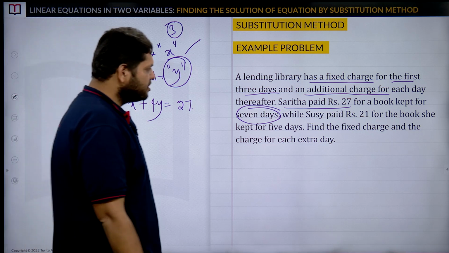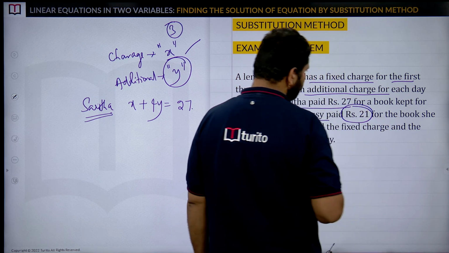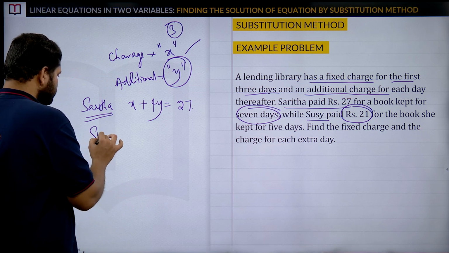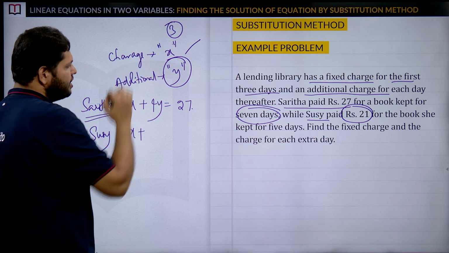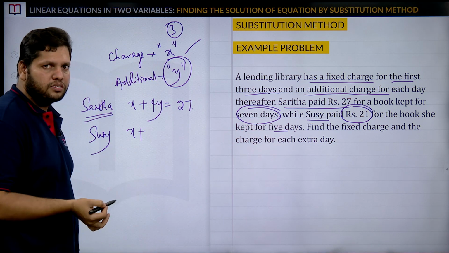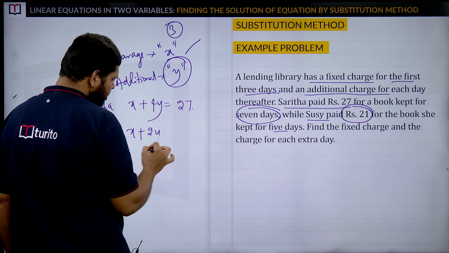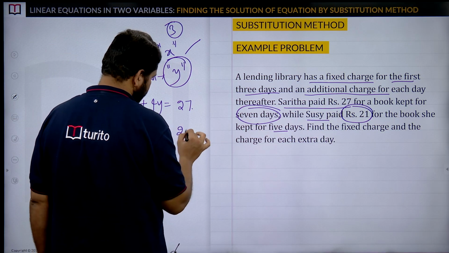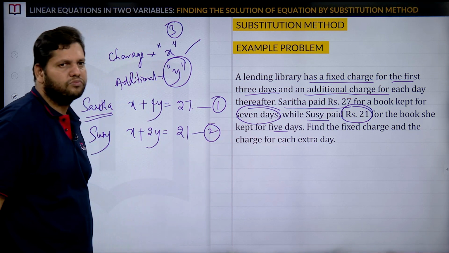And who is the one more person, children? Susi. Susi paid 21 rupees for how many days? 5 days. So you can write for Susi: x for 3 days. She paid for 5 days, so extra 2 days. Extra 2 days means for 1 day the amount is y, so 2 days means 2y. So x plus 2y is equal to 21. Take one equation as 1 and the other as 2.